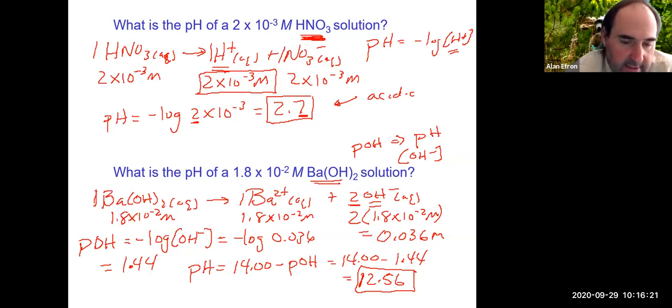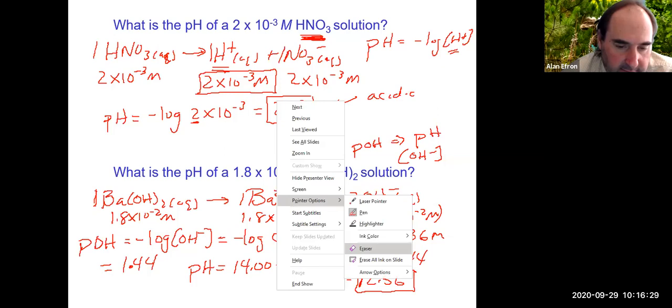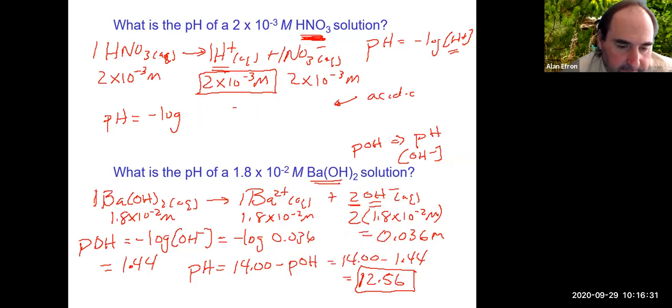And just to show you why that really is, to really show you how we get there, the long part of it is when we take 1.8 times 10 to the minus 2 moles per liter of barium hydroxide.